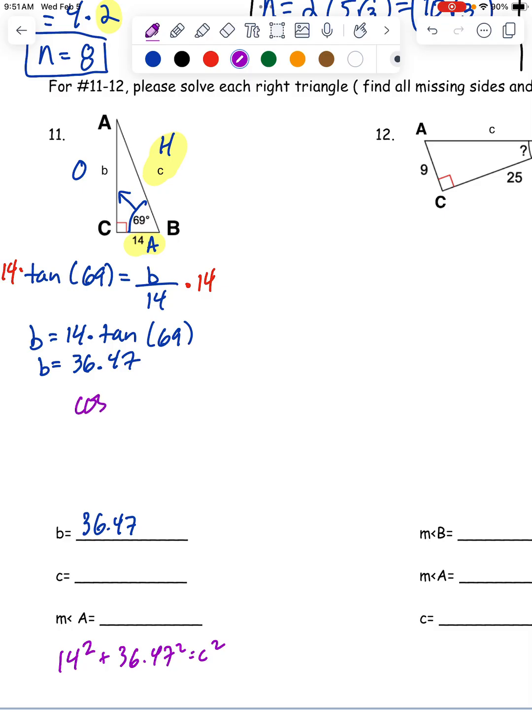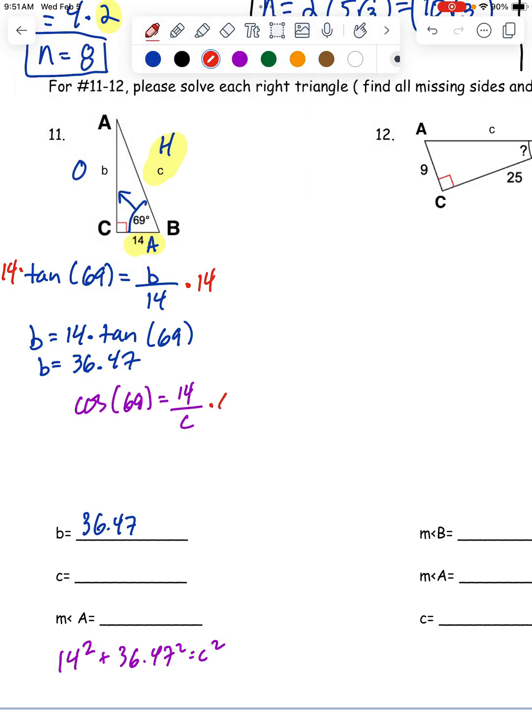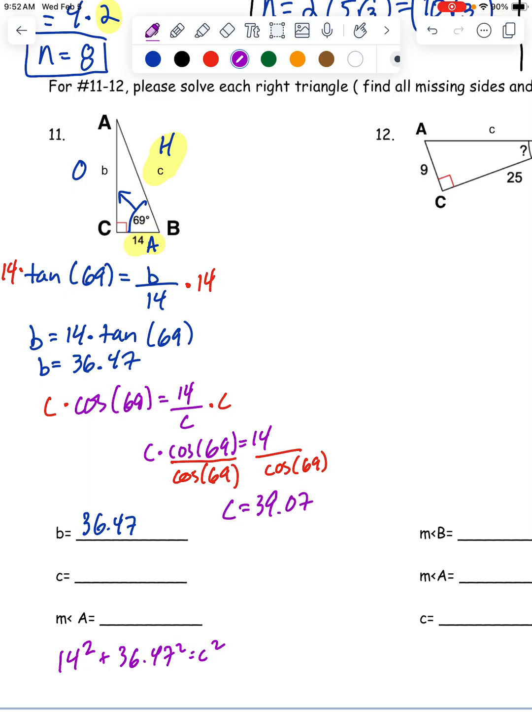So I would say, all right, cosine of 69 equals 14 over C. And since our variable, our unknown, is in the denominator, it's going to take a little bit more work. So I multiply both sides by C. I get C times cosine of 69 equals 14. And then divide both sides by the cosine of 69. And that's what you plug in your calculator: 14 divided by cosine of 69. And you should get something like 39.07.